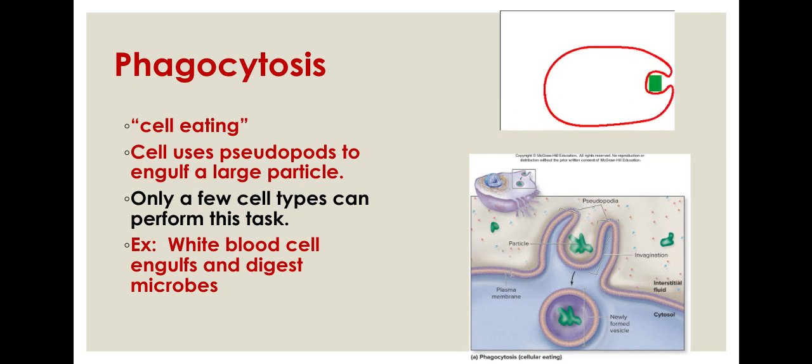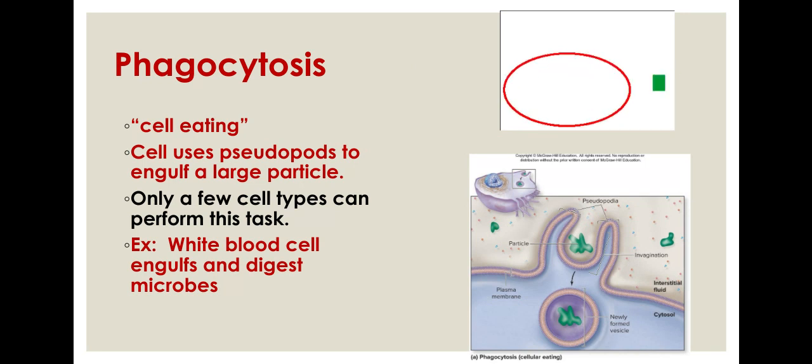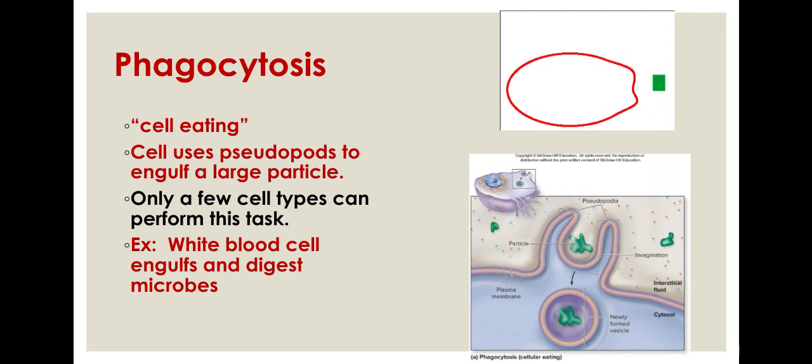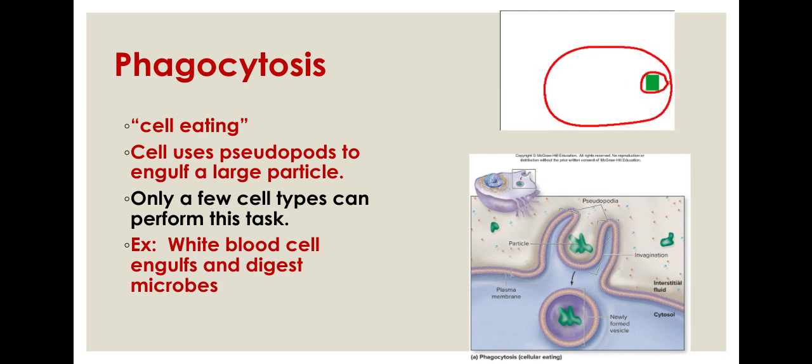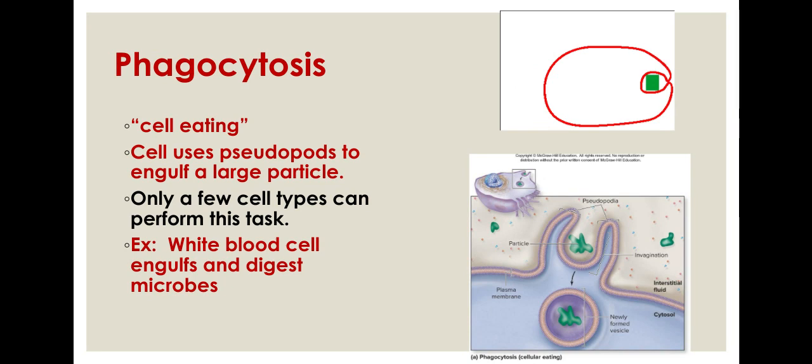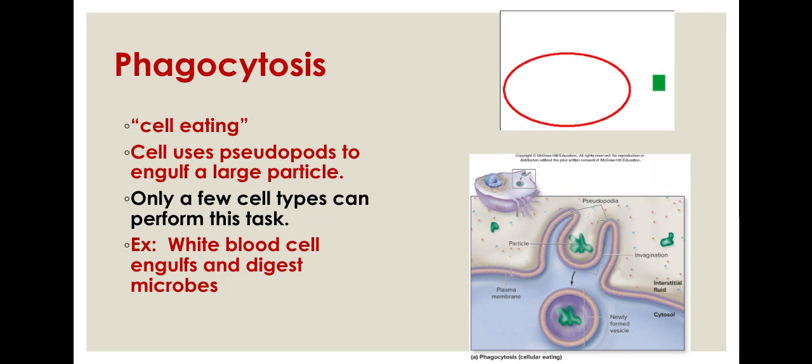So again, phagocytosis, we're going to have these false feet or pseudopods reach out and engulf this large particle. There's only a few kinds of cells in the human body that can do this. There are plenty of protists that do it in the animal world. But in humans, we're really limiting this to white blood cells engulfing microbes in order to stop an infection.